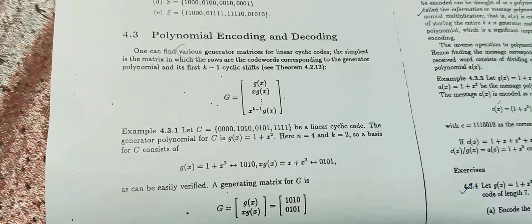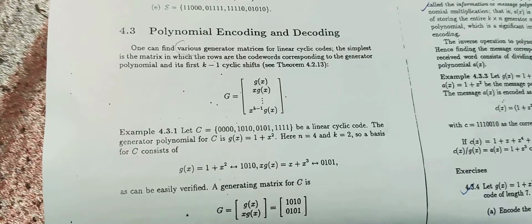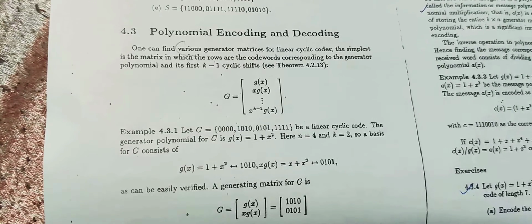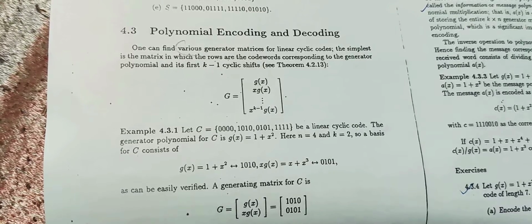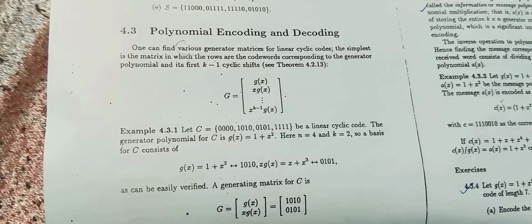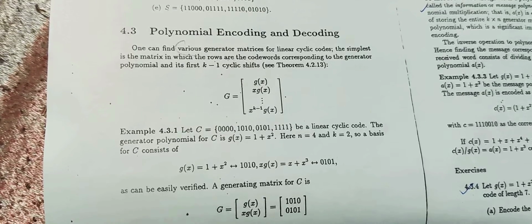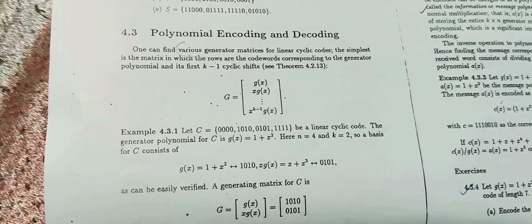So using the generating polynomial we can make a linear code, and in the next section that we are going to discuss, we can construct a generating matrix and also a parity check matrix.